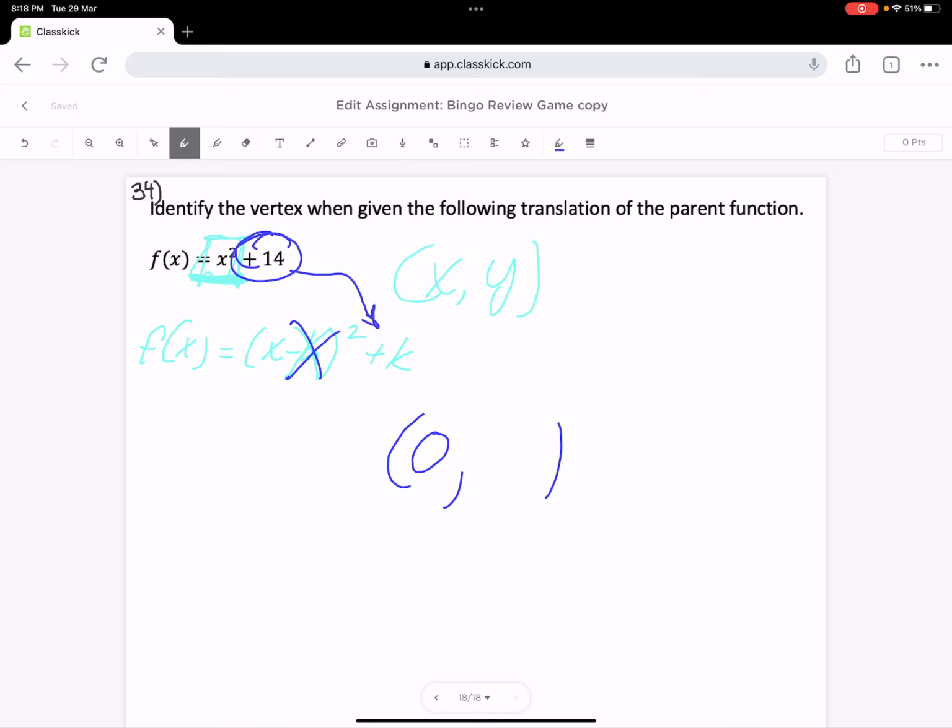Then I see this plus 14 on the outside, and that is our k. It's telling us how we're moving up or down, our vertical shift. We go with the sign, so it means we're going up 14, which gives me a positive 14. So our vertex would be (0, 14).